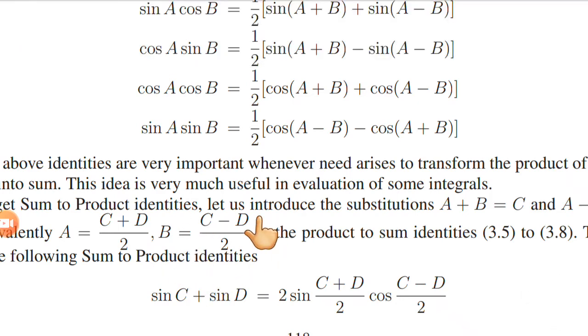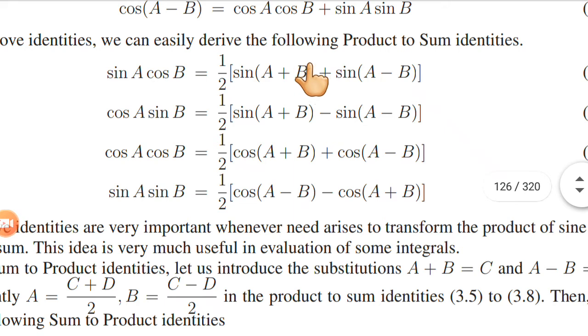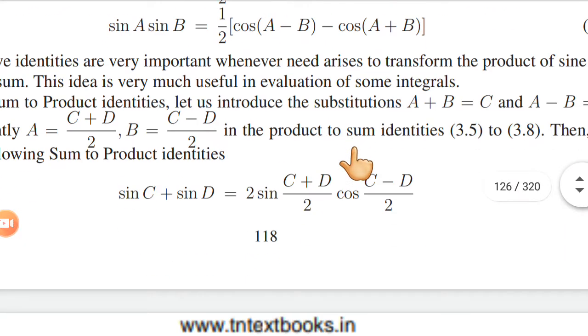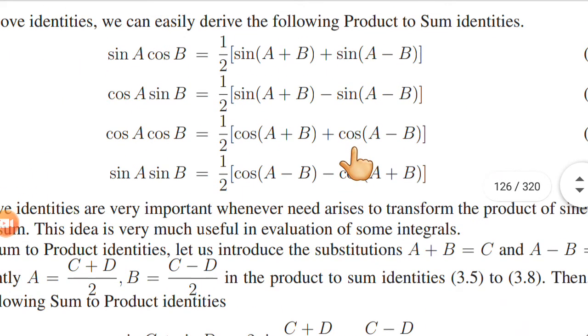பண்ணலாம். Okay, children. So, we have got sin c plus sin d is equal to 2 sin c plus d by 2 cos c minus d by 2. So, இதே போல இந்த ஐடென்டிட்டியும் நம்ம sin c minus sin d எழுதலாம். sin c minus sin d which is equal to 2 cos a க்கு பதில் c plus d by 2 and b க்கு பதில் c minus d by 2.